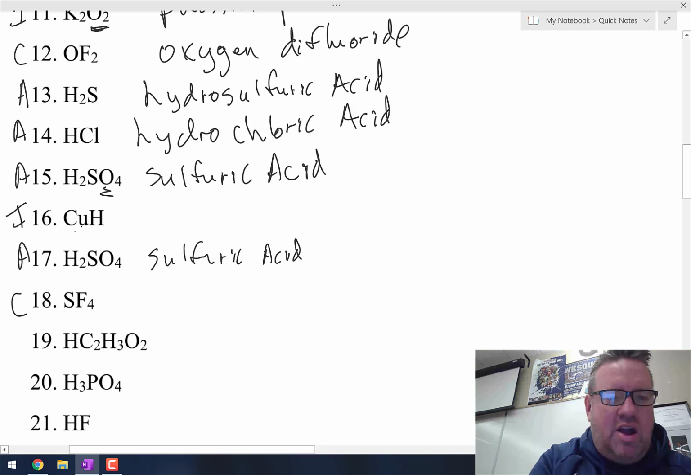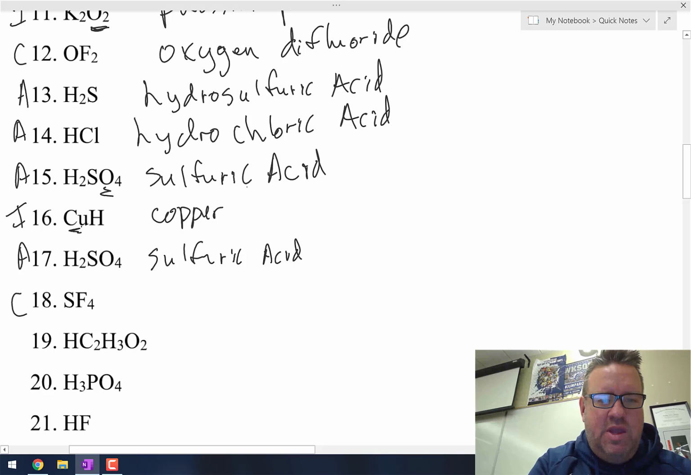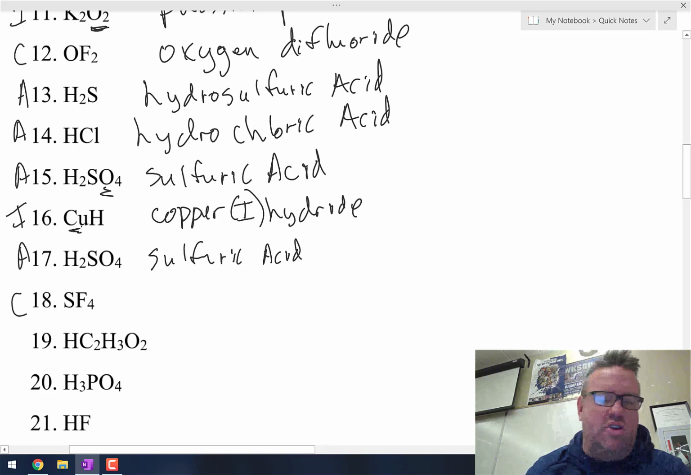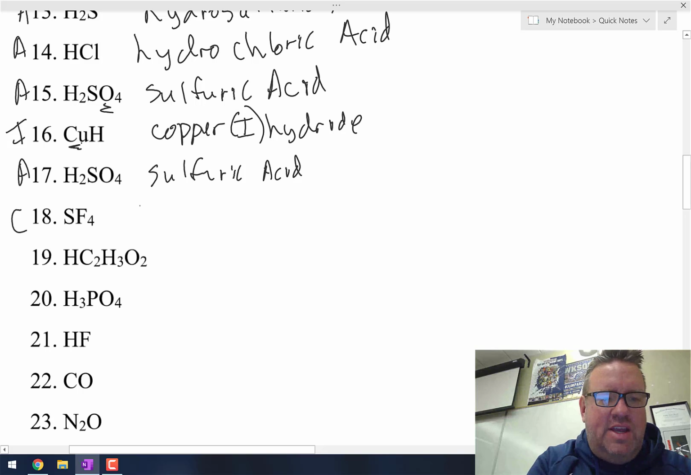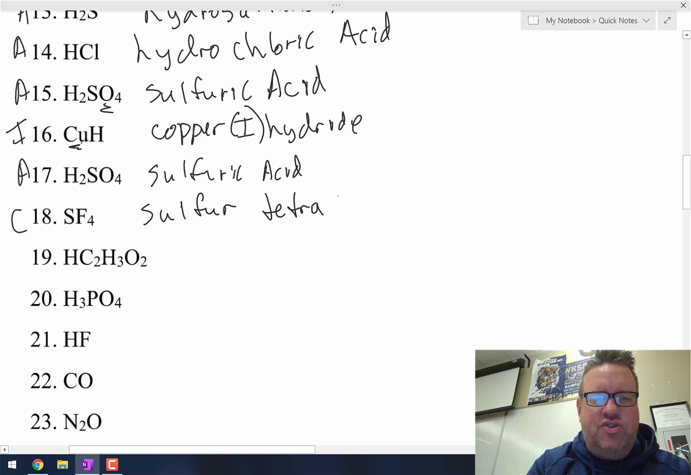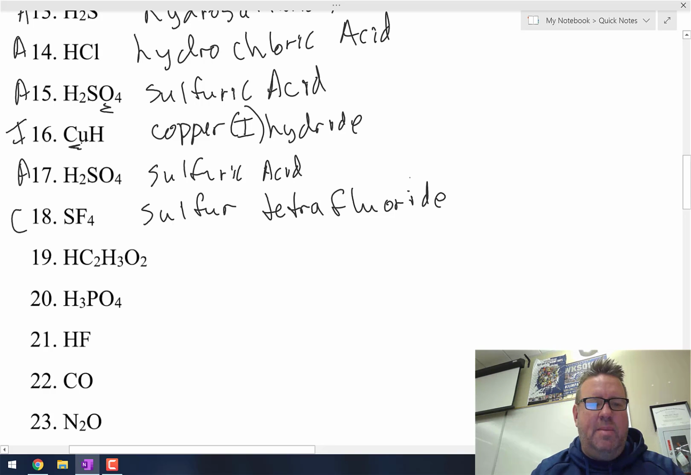On number 16, copper is a transition metal. That is going to require a Roman numeral. So this is copper, and hydrogen becomes hydride. Because hydrogen has a plus or minus 1 charge, copper, to cancel that out, must have a plus 1 charge. So that's copper I hydride. And then number 18, SF4 is covalent, so that one is sulfur. The prefix for 4 is tetra. So that's sulfur tetrafluoride.